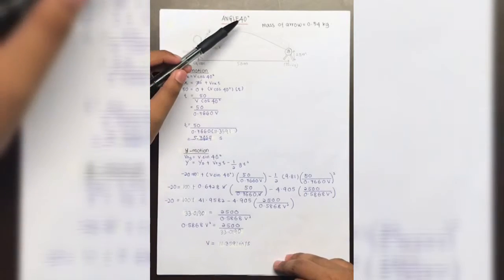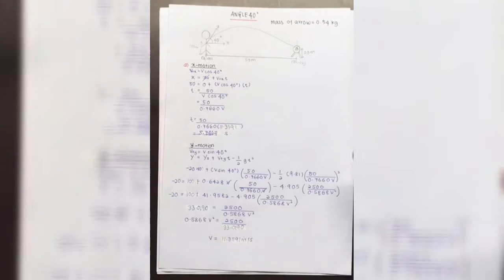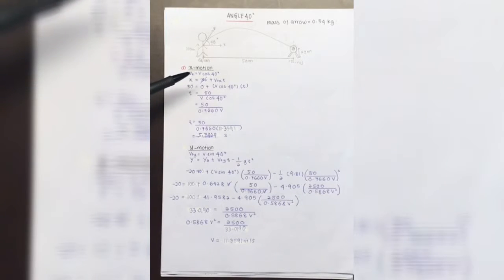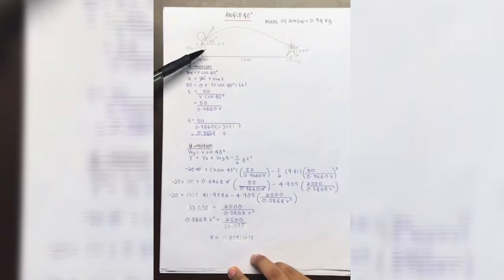First, we are using angle 40. Mass of arrow is 0.54 kg. Okay, this is our free body diagram. The distance between the archer and board is 50 meters. Based on the question, for question A, it asks to determine the velocity of the arrow and time taken. From this free body diagram, we are using the concept of projectile motion.